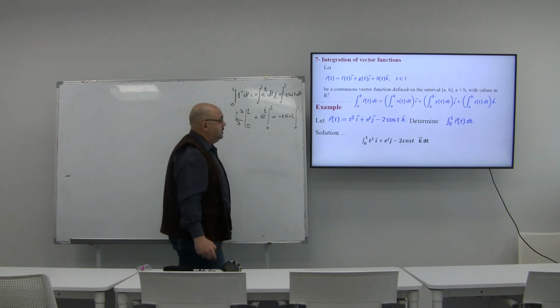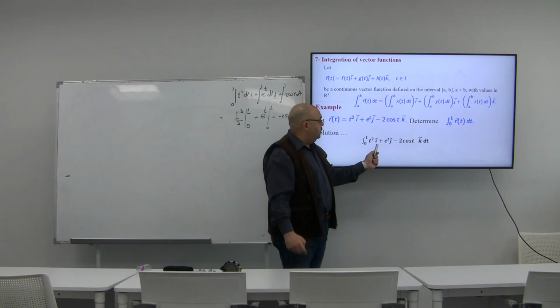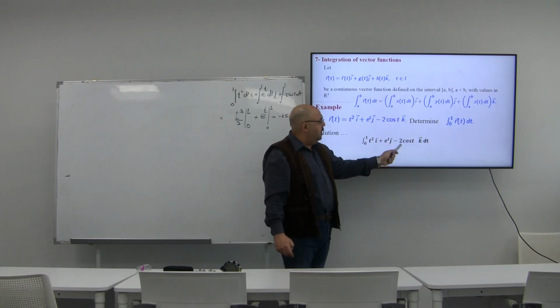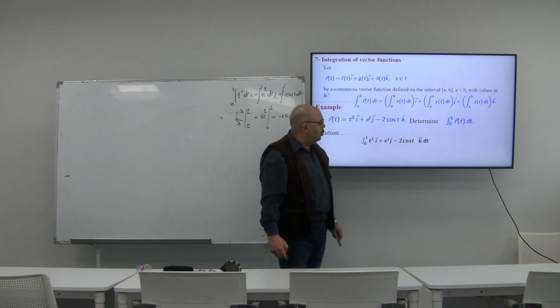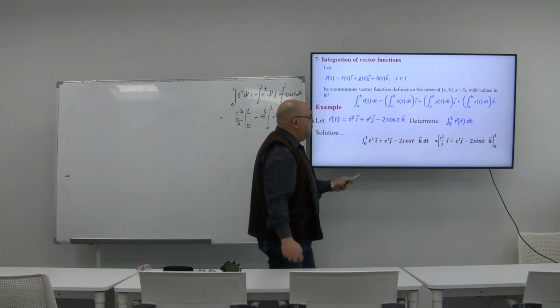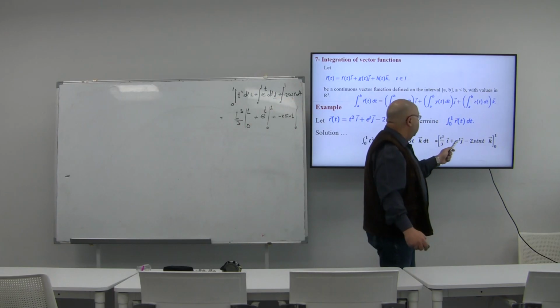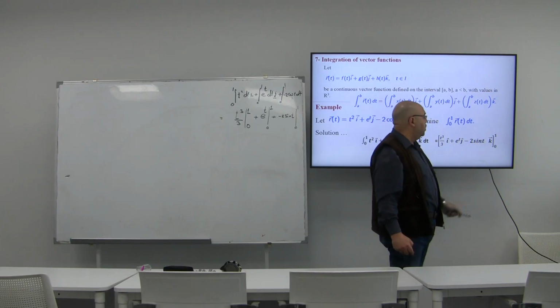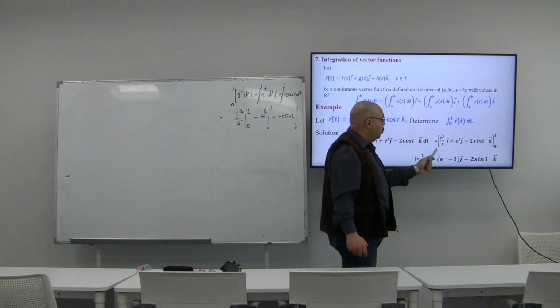So this is exactly what happened. This is t squared in the direction of i, e^t in the direction of j, negative 2 cosine t in the direction of k. Integrate each one separately, very smoothly. So it's going to be t cubed over 3, e^t, negative 2 sine t. Then start substituting from 1 to 0.